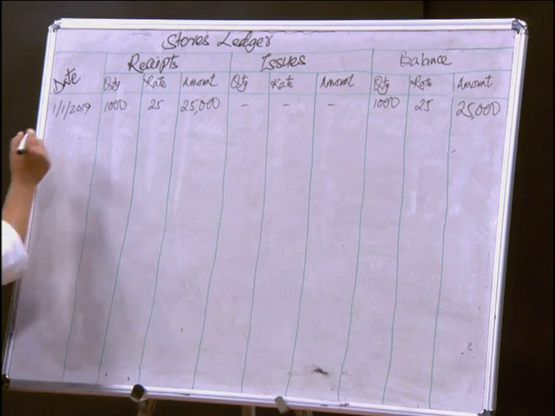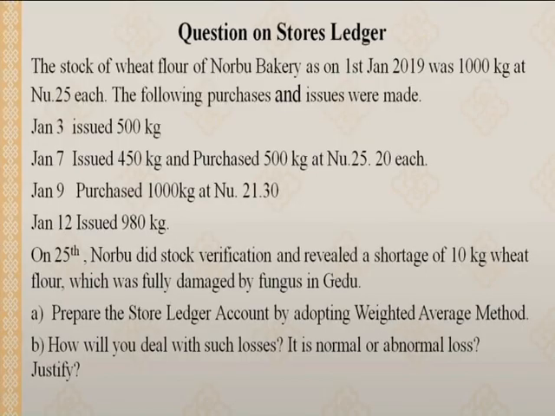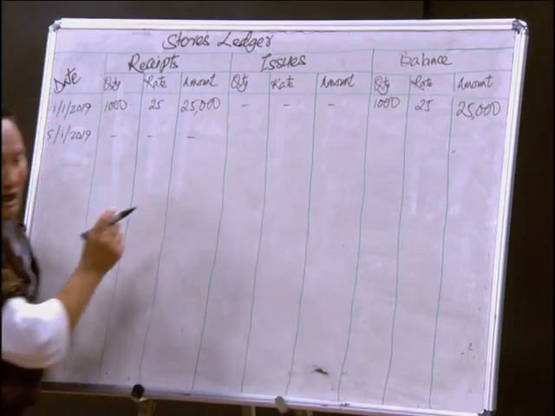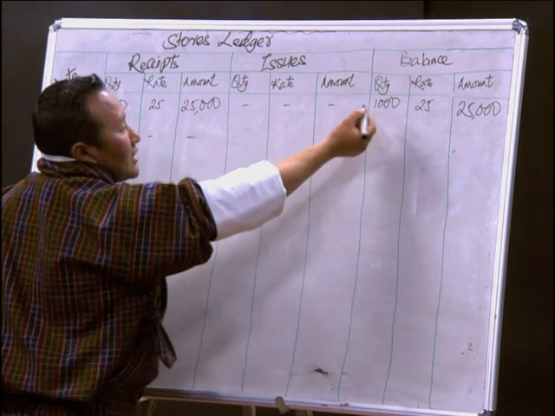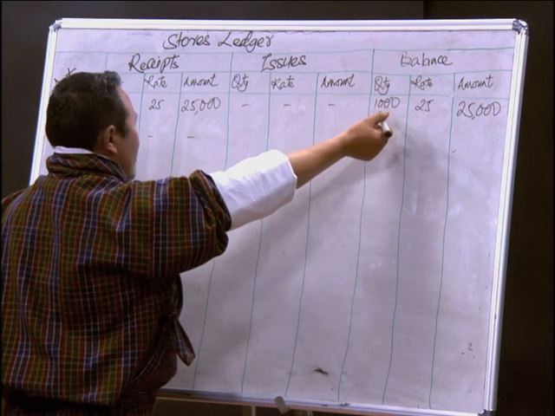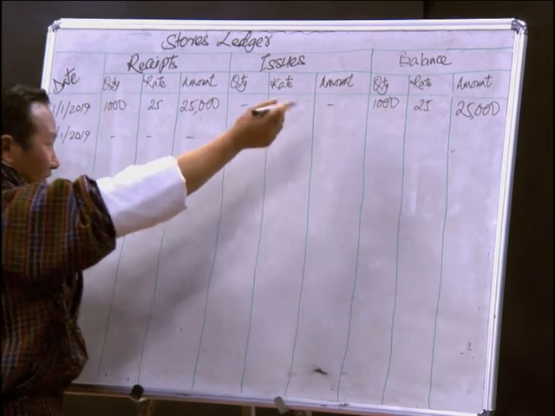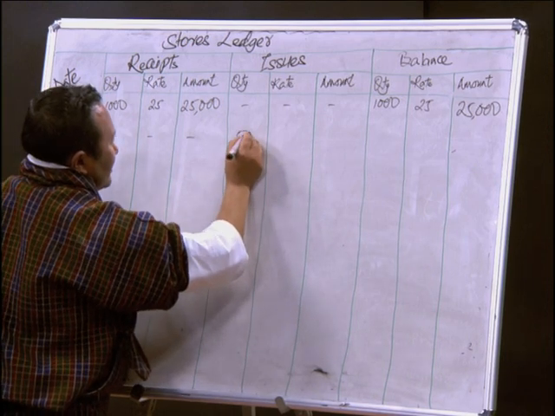The date we have is 5/1/2019. On this date we have no receipt, rather we have an issue. We have issued 500 units. We have to issue from the lot which we have received earlier. In the balance we have only 1000, so from that we are going to make the issue. How many units have we issued? We have issued 500 units.